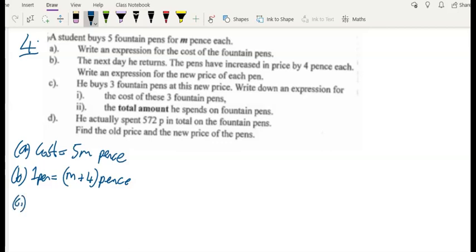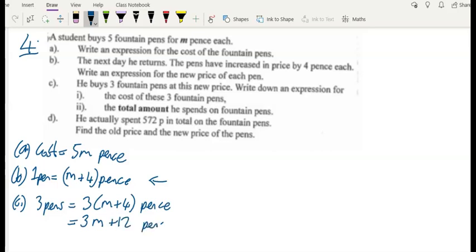Okay, part C, it says he buys 3 fountain pens at this new price, write down an expression for the cost of the 3 pens. Okay, we can see now in this line what 1 pen costs. So 3 pens is going to be 3 upon m plus 4. I would be happy with that as an answer, but you might want to multiply out your bracket and write that as 3m plus 12 pence. Okay, so that was C part 1.